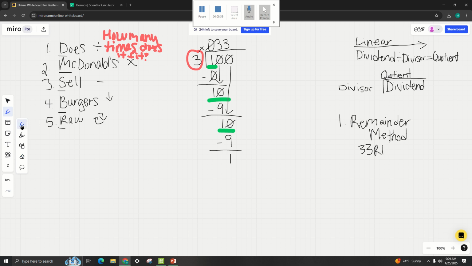Oh, that was a really cool eraser. This is my first time using this whiteboard app, so I'm kind of having fun with it, I'll be honest.